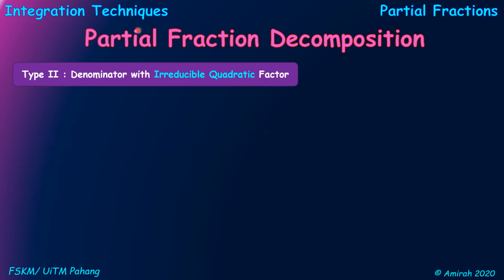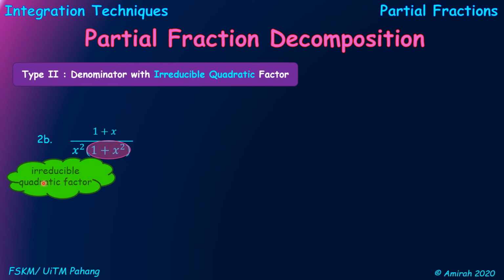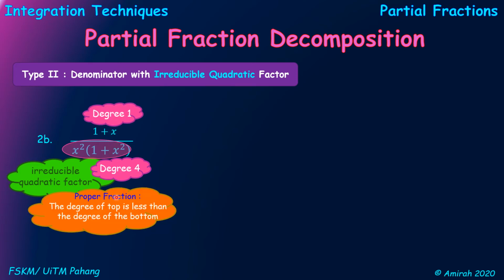Still under type 2, denominator with irreducible quadratic factor, now we look at 2b. We have the fraction (1 plus x) over x squared times (1 plus x squared). From 1 plus x squared here, this is actually an irreducible quadratic factor. When we expand the denominator, we will have degree 4, and the numerator has degree 1. So this is a proper fraction, and we can write this fraction in the form of a sum of partial fractions without doing long division.